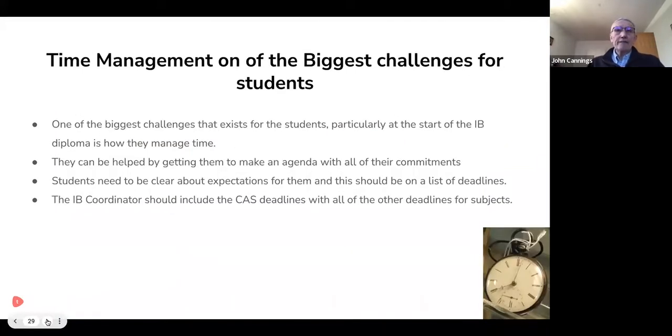Time management is definitely one of the big challenges that CAS presents to students at the start of their IB diploma. And I think this can be helped very much by getting them set to make agendas with all their commitments, and also being very clear about what the expectations are for students and when the various deadlines are going to be for CAS. And really, it's the responsibility of the IB coordinator with the CAS coordinator to set and include the CAS deadlines with the rest of the deadlines for the diploma.